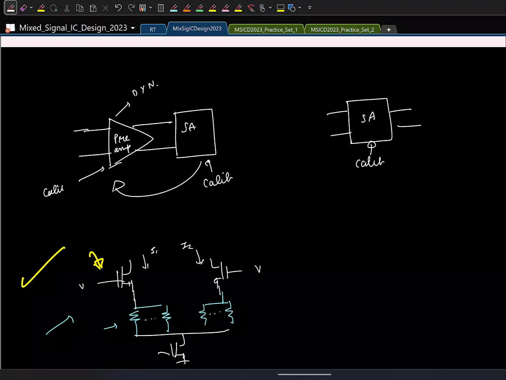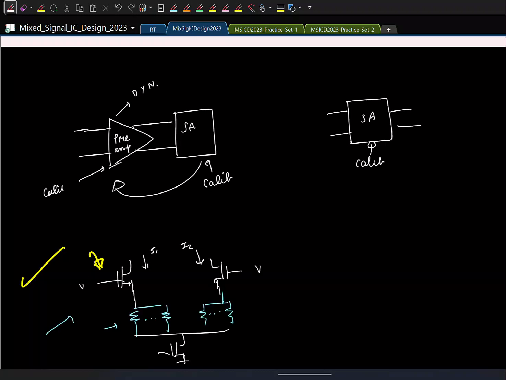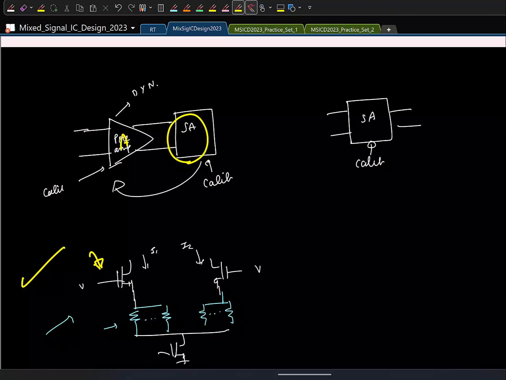This is the common technique that is adopted. Is that okay? I just want to mention one more thing about offset. If we calibrate it in the preamplifier, we don't need to calibrate in the strong arm latch. That depends. Let us say the preamplifier is providing enough gain that the offset of this guy is suppressed a lot, it's okay. But let us say even after adding the preamplifier, the offset in the strong arm latch is significant, then you have to do calibration here also.